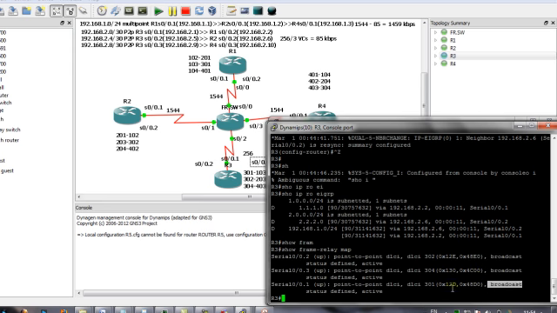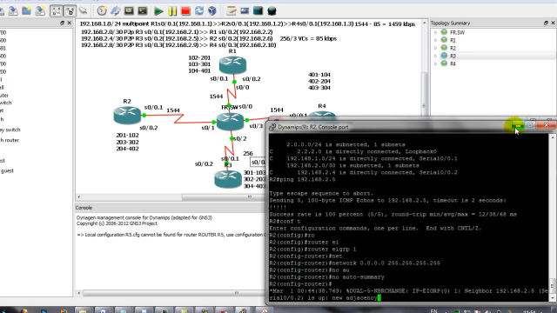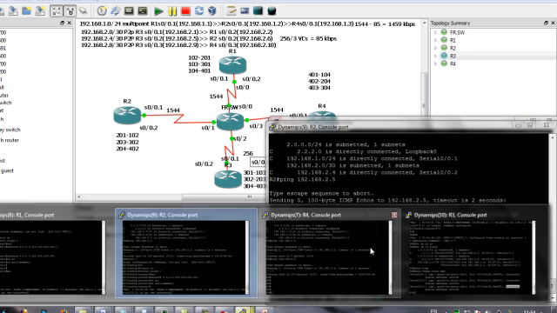Because EIGRP uses multicast, not broadcast, multicast access. This is the frame relay. So it will make the adjacency without using the neighbor command. This is a good one to notice, like OSPF in some way. So now go to router 4 to complete our configurations.